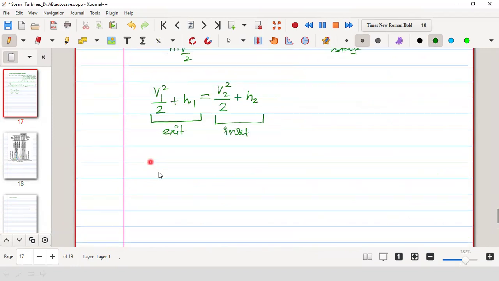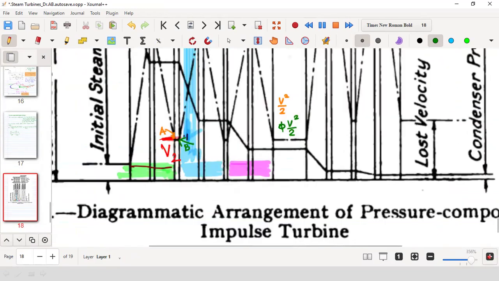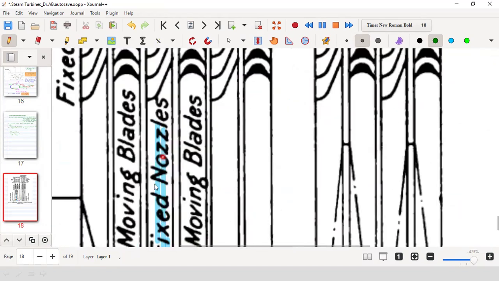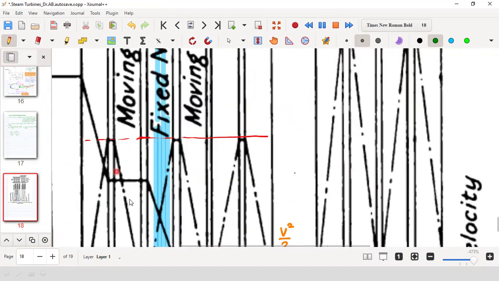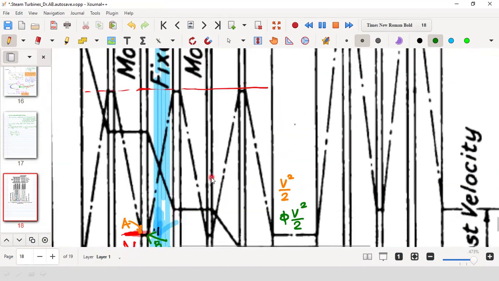So as you can understand, this part of the kinetic energy corresponding to V2 is available for this nozzle. You see that this is the nozzle. This blue is the starting of the nozzle for the next, succeeding stage, and this is coming from the moving blade of the earlier stage, the previous stage. So that part of the kinetic energy corresponding to V square by 2, which is available for expansion in the nozzle in the next stage at B, is called the carryover coefficient.